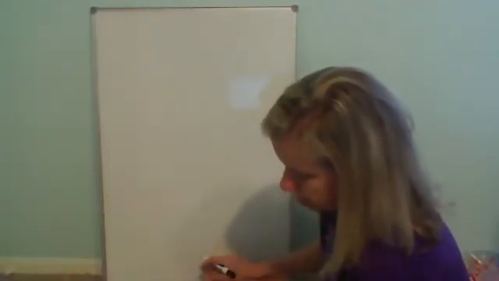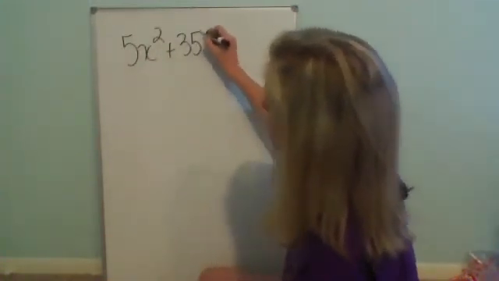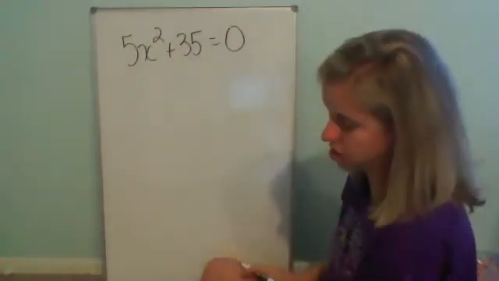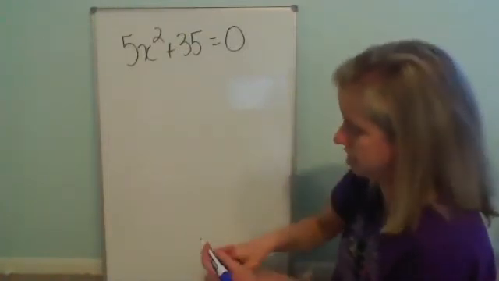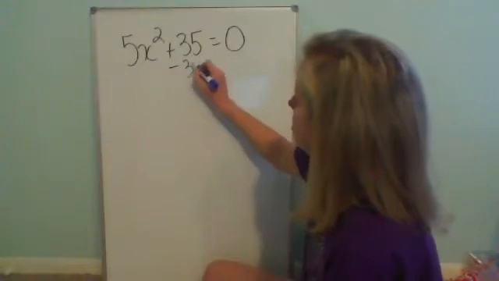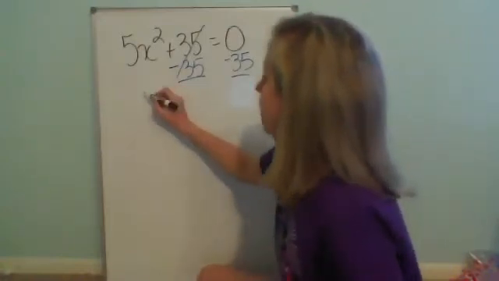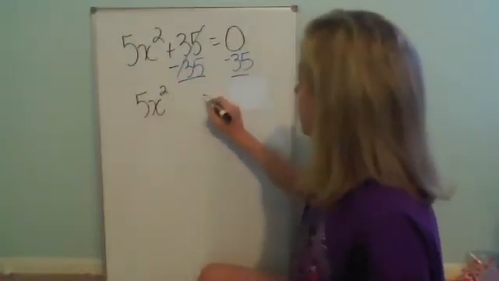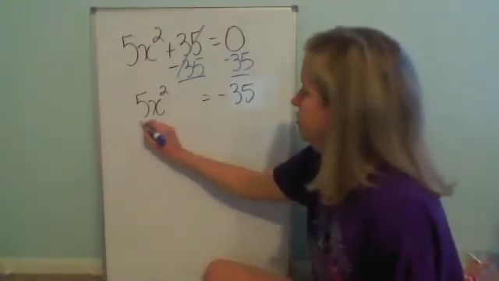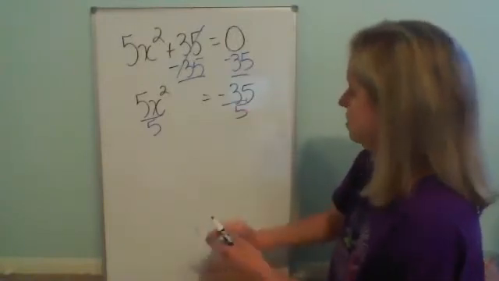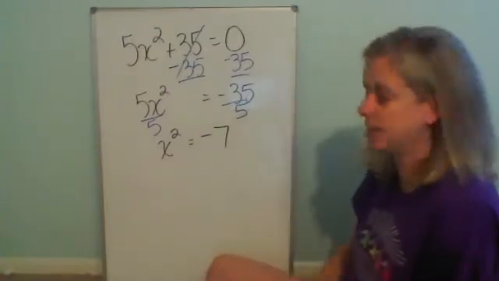Number 6, 5x squared plus 35 equals 0. So looks like another good option to use the square root property. So let's try getting the x squared by itself. So I will subtract the 35. So now I have 5x squared equals negative 35. Divide both sides by 5. So now I've got x squared equals negative 7.